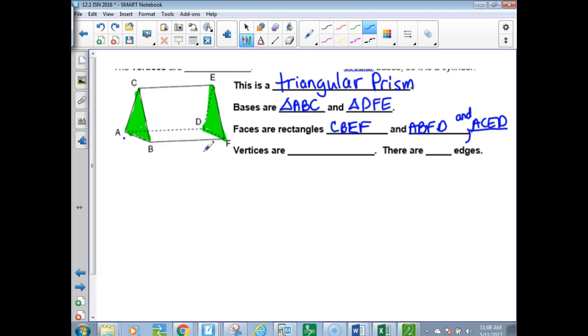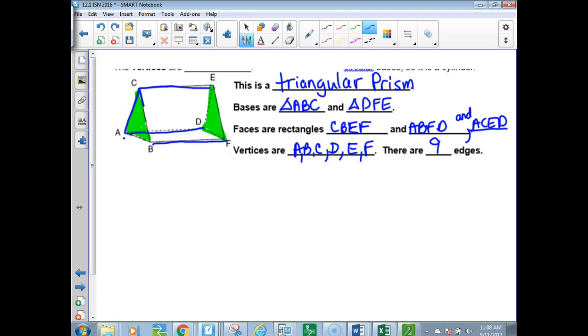Now, the vertices are all those little points. So we've got A, B, C, D, E, and F. And I'm not going to write down all the edges, but let's count them. There are 3 edges on the left side of where that triangle is, 3 on the right, and then in between, so far we have 3 plus 3 would be 6 of them, and then 7, 8, 9. So there are 9 edges.